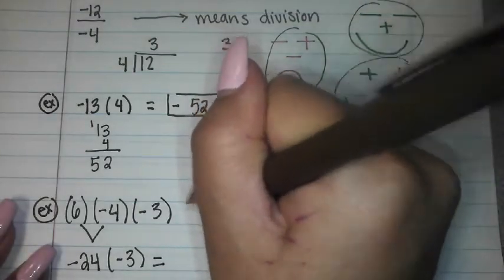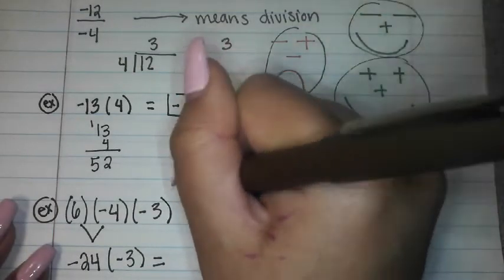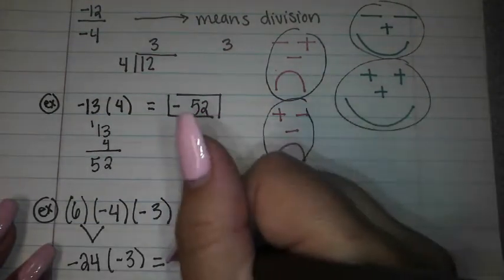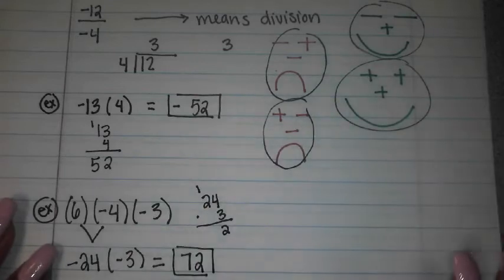But I need to work them out over here. 24 times 3 gets me 12. 6, 7 gets me 72. They were both the same, so my answer is positive 72.